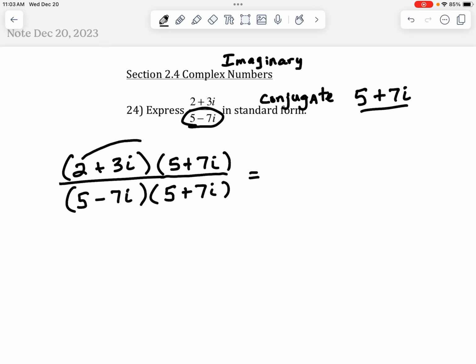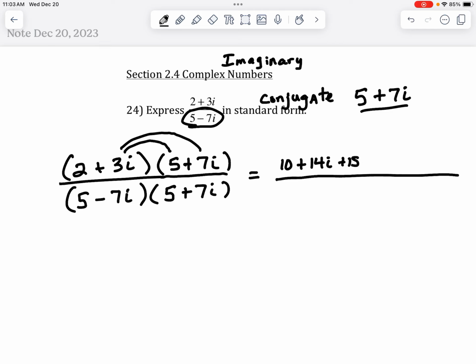So first of all, distribute the 2, and that's going to be a 10 plus 14i. Okay, the 2 is done. Now distribute the 3i. So that's going to be 3 times 5 is 15i. And then 7 times 3 is 21. And i times i is i squared.